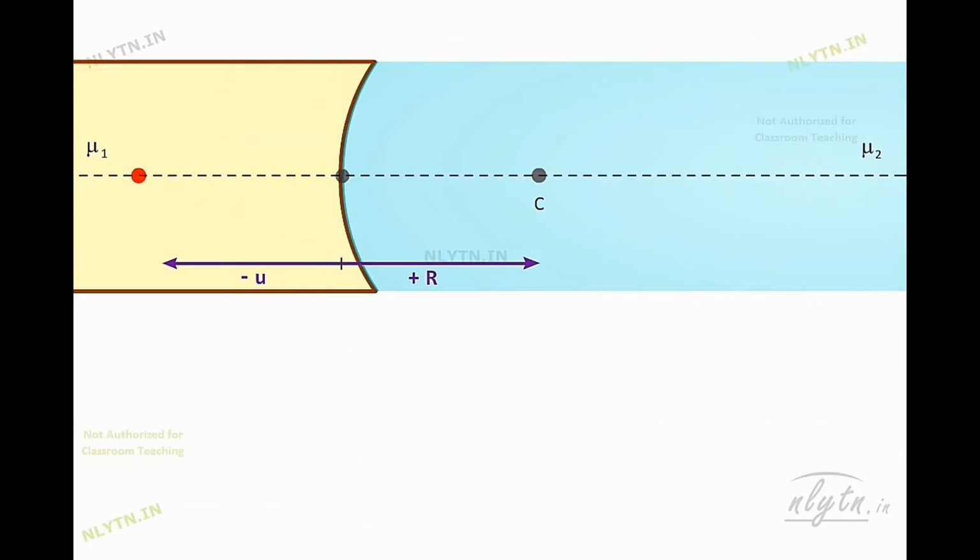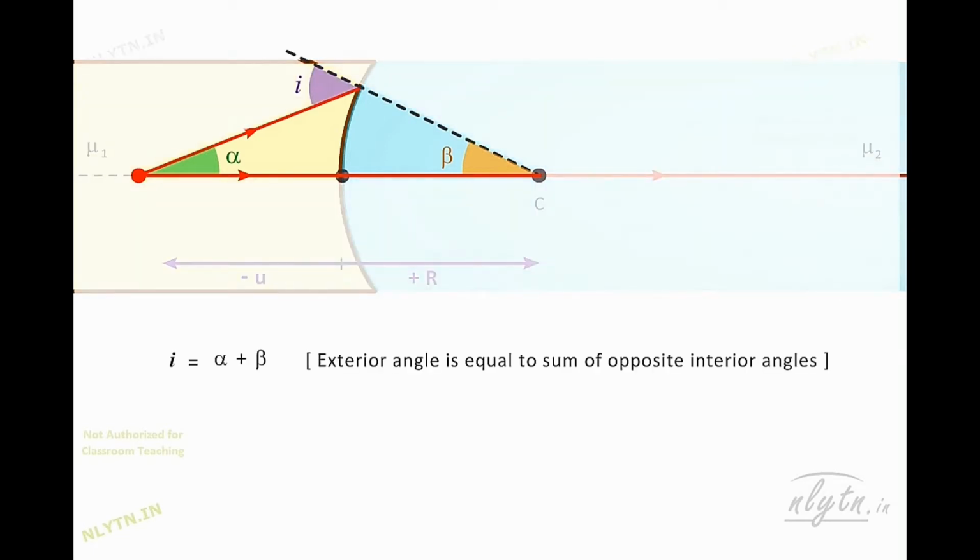Now, a ray of light along the principal axis will be perpendicular to the surface and thus will pass undeviated. But one ray is not sufficient to find the position of image. So let us consider one more ray like this. If we draw a normal at this point, then we can say that the angle of incidence of this ray will be equal to this term.